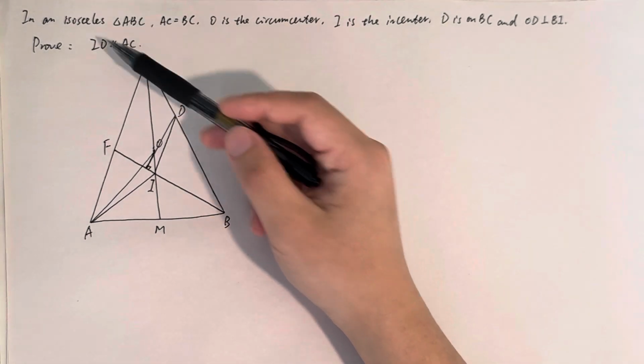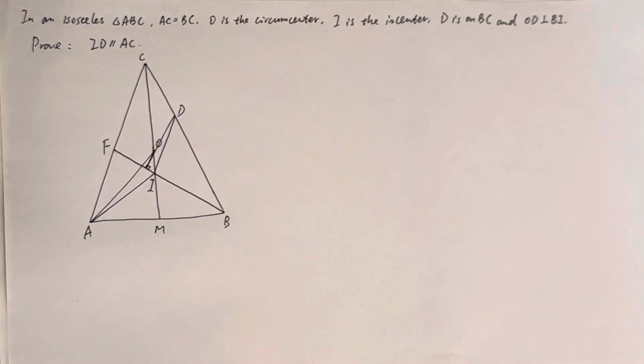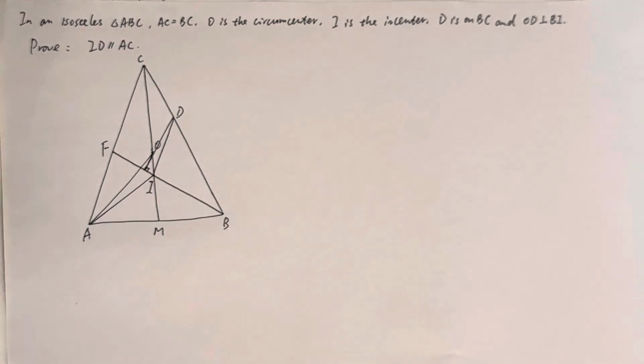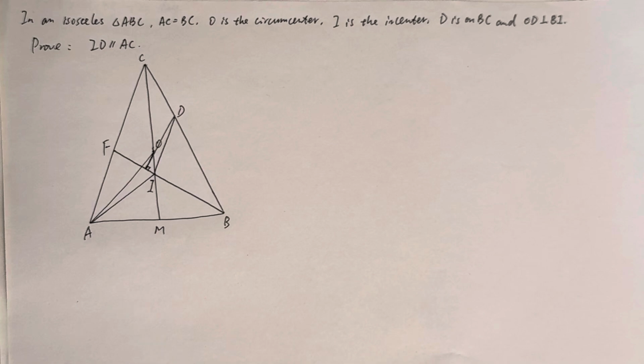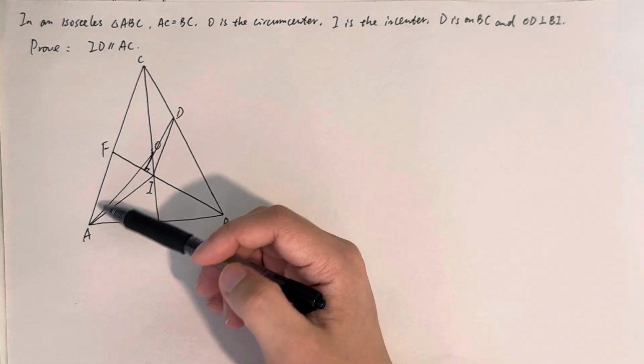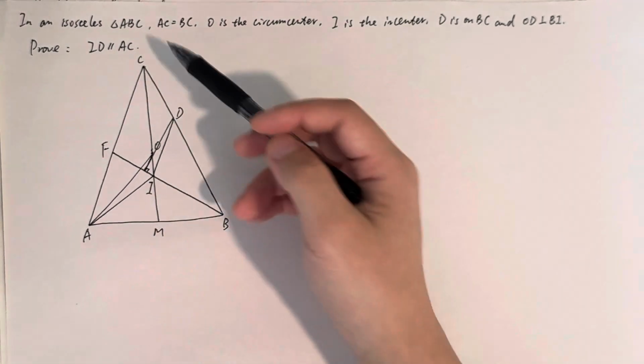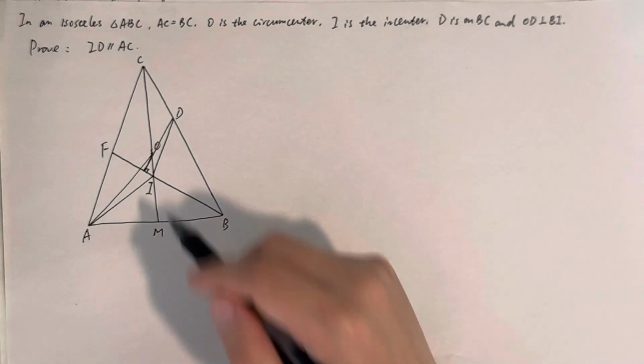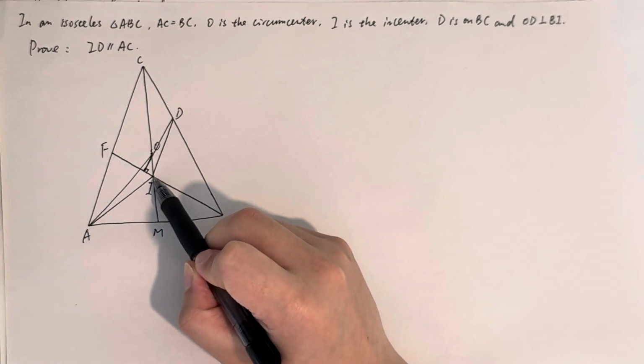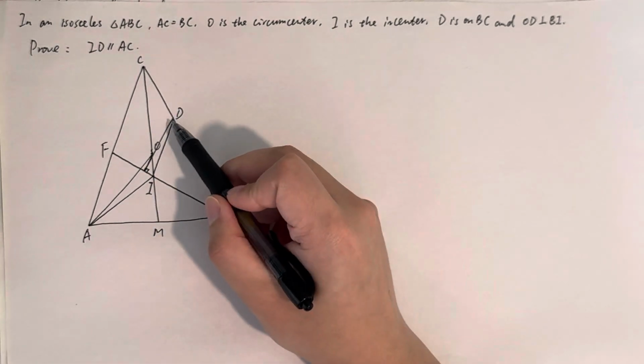So we want to prove that ID is parallel with AC. We shouldn't use a segment ratio to prove that. We just need to find all the angles related to the IDAC, right? A and C are pretty easy because they're just the vertices of the triangle ABC. So we want to find all the angles that relate to point I and point D.